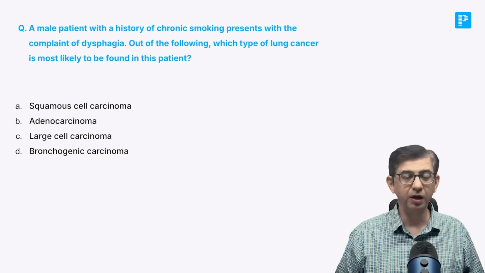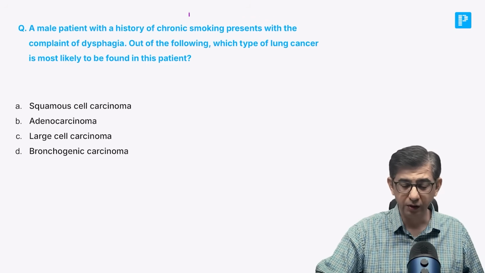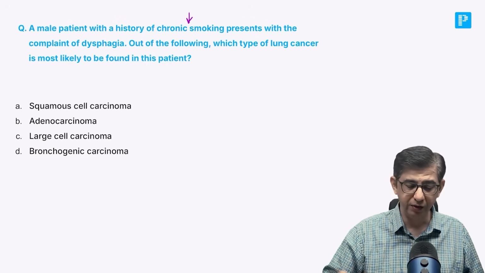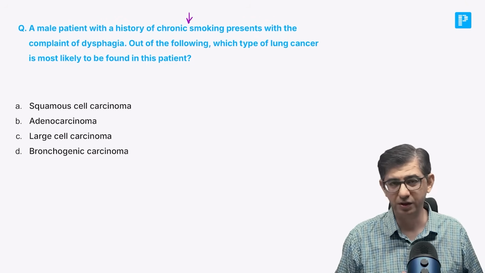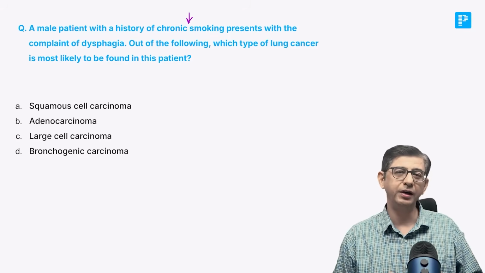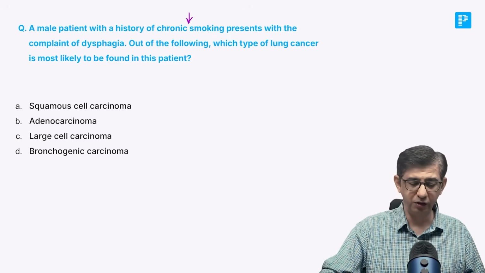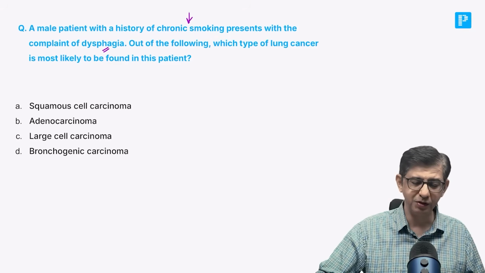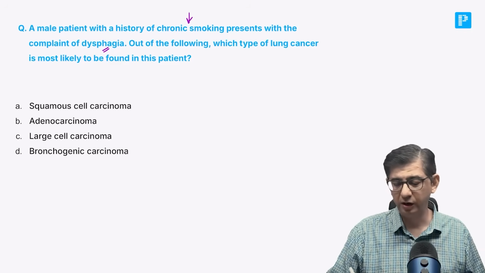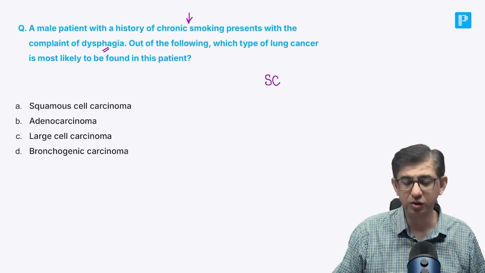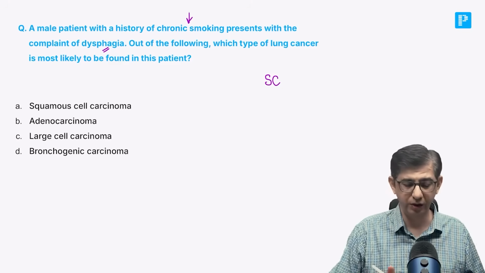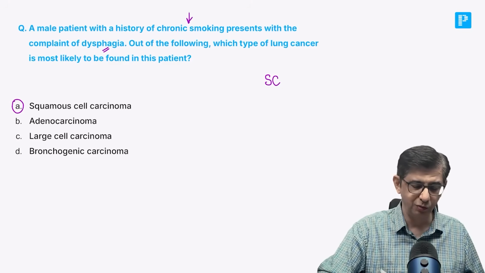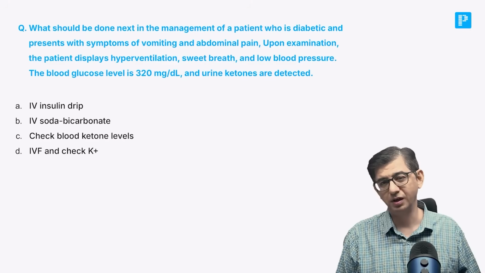Moving to the next one, we have a guy who is a smoker and has difficulty in swallowing, and he asks what lung cancer can be present. Now this question is deliberately trying to distract you by talking about dysphagia, but it's a simple straightforward fact. Lung cancers that begin with the alphabet S are associated with cigarette smoking and are central in location. So our answer in this case would be the unmistakable squamous cell carcinoma.